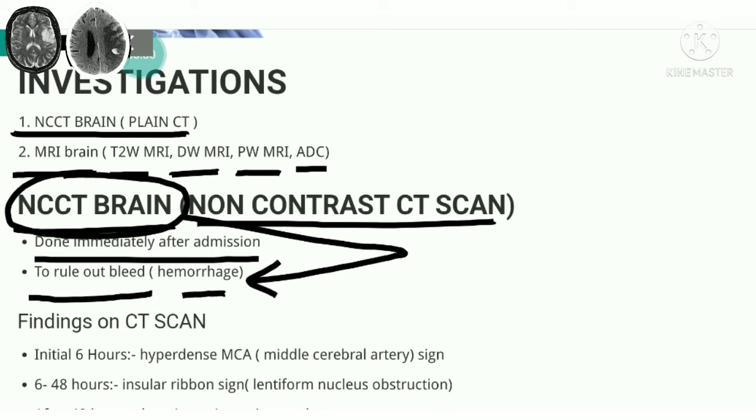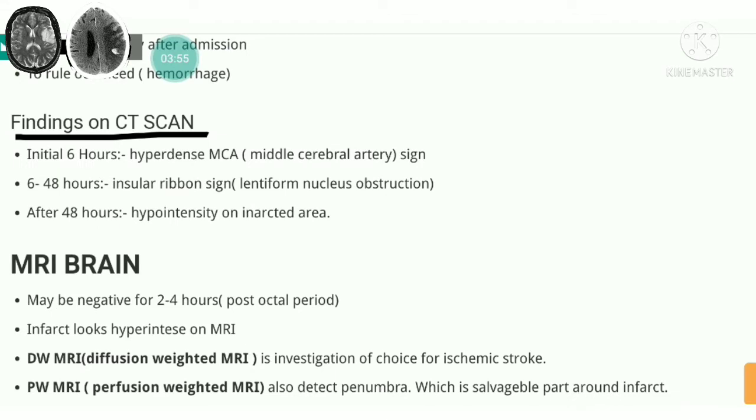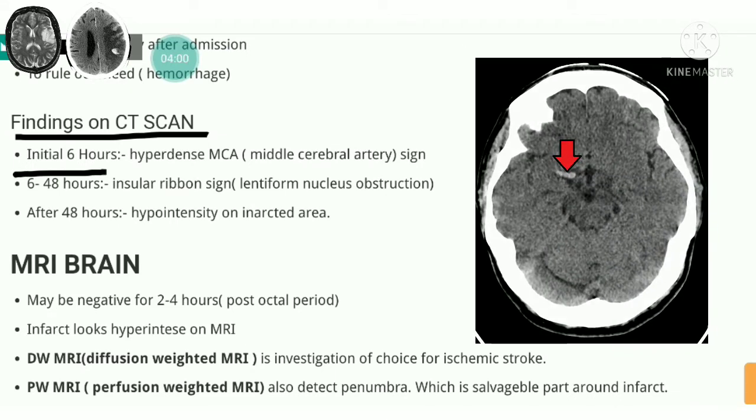Now, what are the findings on the CT scan in case of ischemic CV stroke? Okay, in CT scan we cannot detect the ischemia or ischemic CV stroke in the initial period, but what are the small findings in the CT scan? Okay, these findings are duration based. For the first 6 hours, it's suggestive of the hyperdense MCA sign. Okay, the middle cerebral artery shows hyperdensity. But this is in the initial 6 hours.